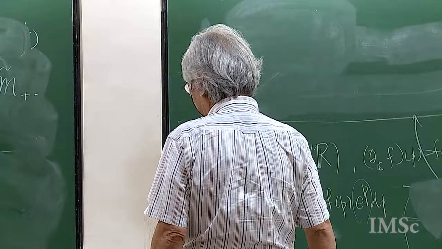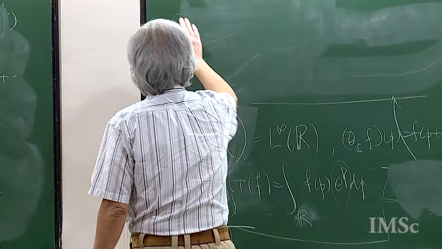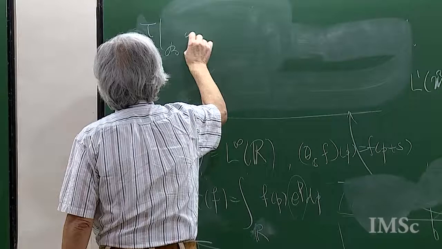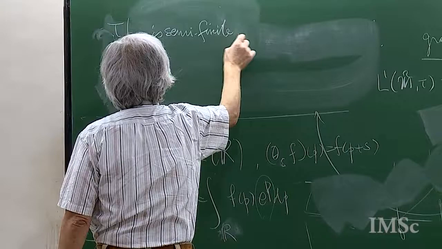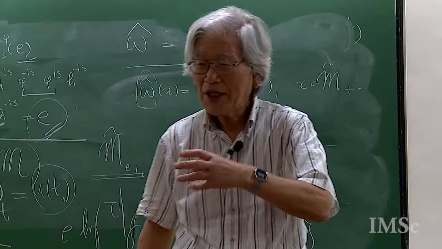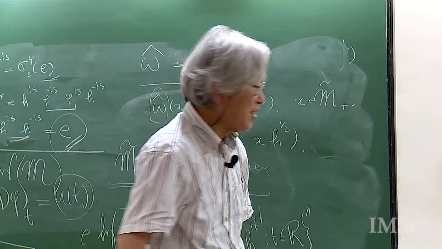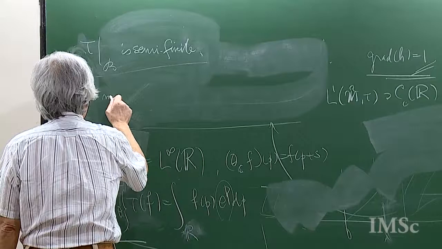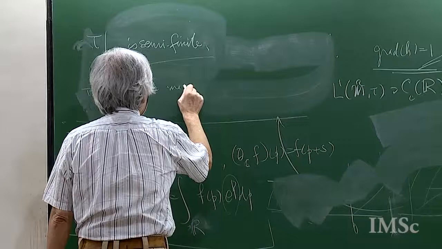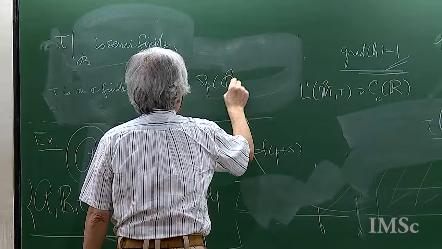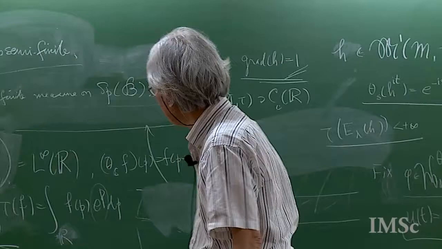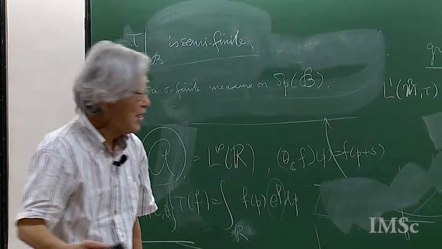All right. Now, tau restricted on B is semi-finite. So that means tau on B gives you a good measure on the spectrum of B. So tau is a sigma finite measure on the spectrum of this B. Okay, I keep this one, which is actually a subset of the real line, right?